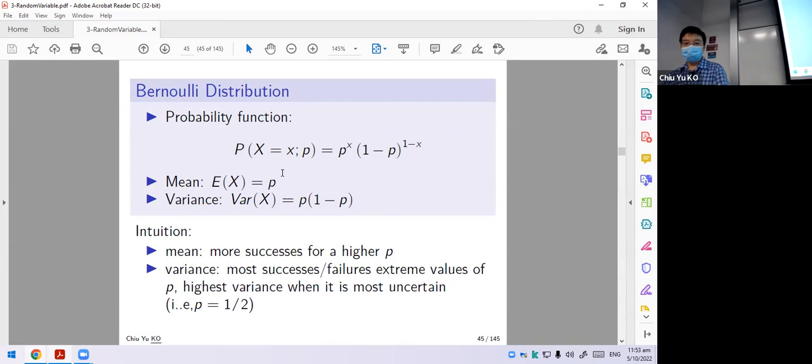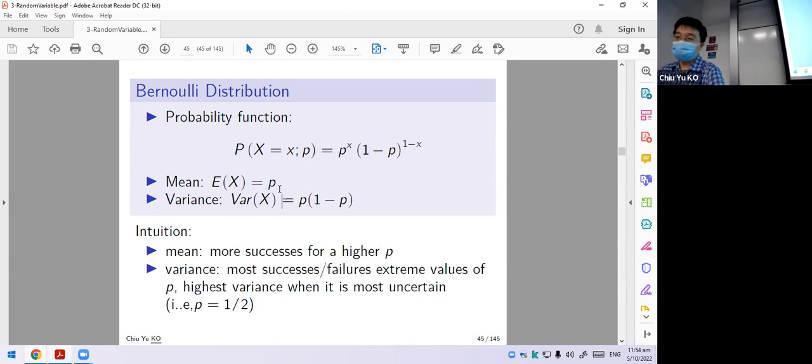And we explained why the expected value is p. This follows directly from what we expect when we toss a coin, because you repeat many times, right? Suppose you have probability p of success. If you do it say 100 times, then you have 100 times p number of successes. And the variance is p times 1 minus p.